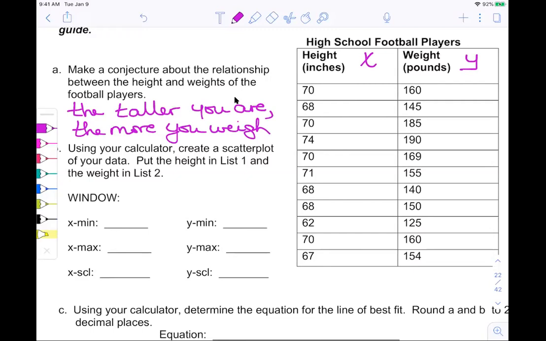Does anybody need help? Not sure what you're doing right now. If you're afraid to ask, send me a chat if you're not sure how to enter something in the calculator.